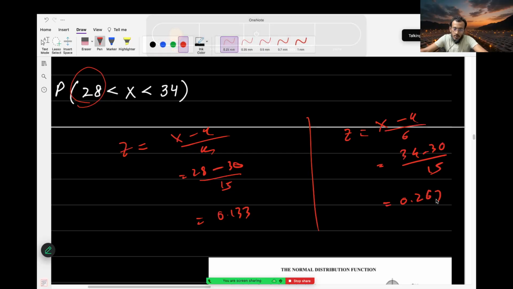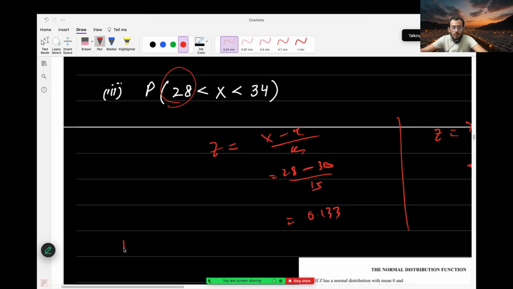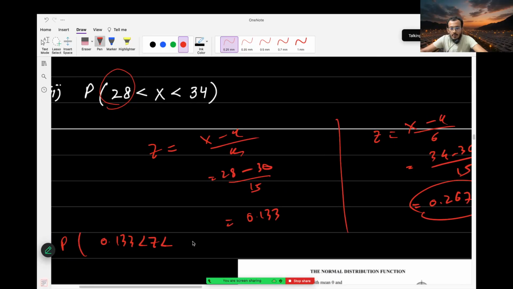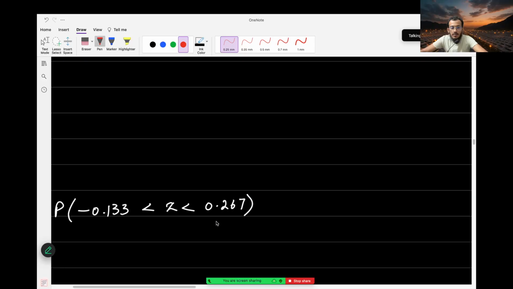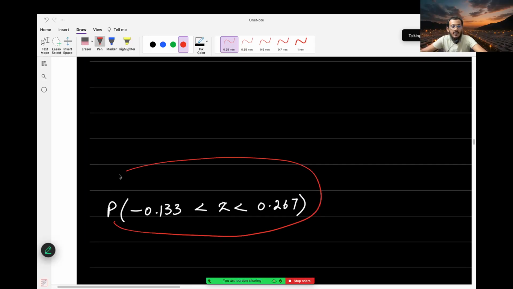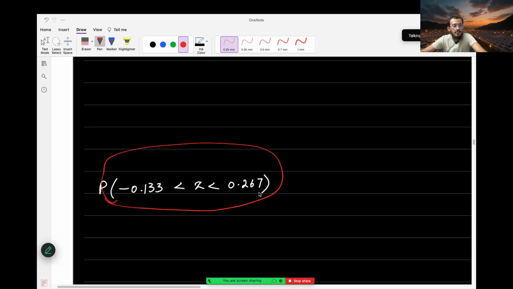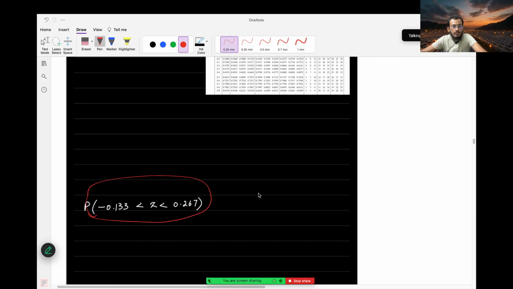So now you understand what you have to do. You just replace this thing with minus 0.133, and that with 0.267, and then you would be able to find the next thing using the same procedure. You get the idea, right? Yes. Yeah, that's great.